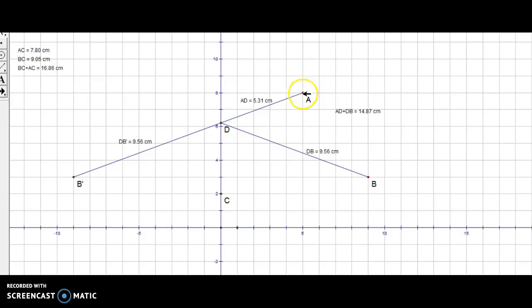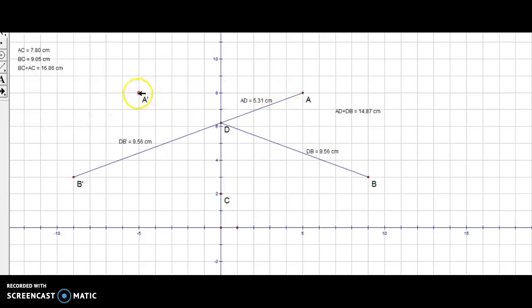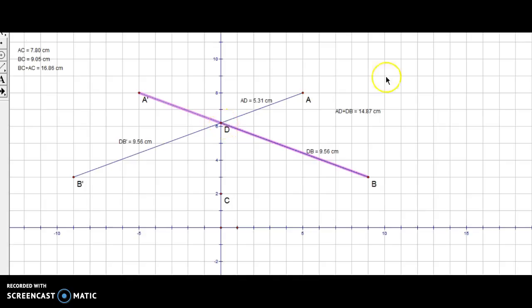Now another option is if we were to take point A and reflect that one. So I'm going to mark the mirror, transform, reflect. So here's A prime. If I were to construct segment B to A prime, it still goes through that same point. So it didn't matter which one you reflected, you're still going to get that minimum distance. Hope that helps.